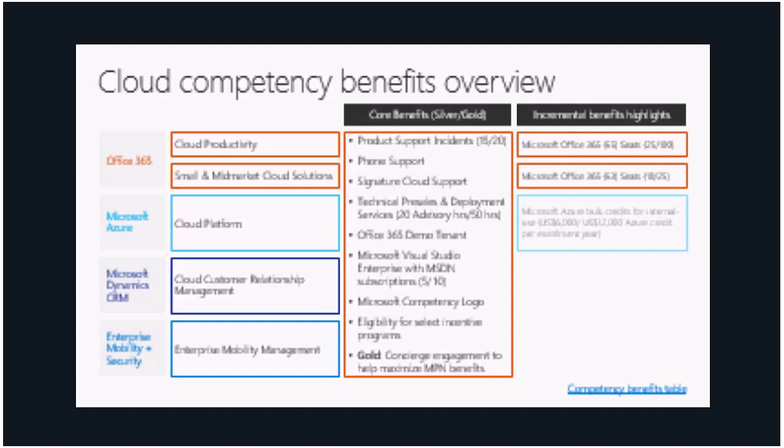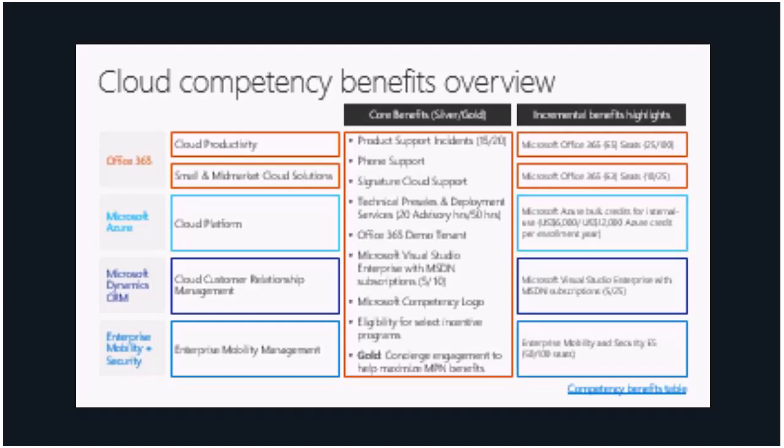Incremental benefits, some examples of that is that you get additional internal use licenses. So for example, with cloud productivity competency, you get, in addition to what you would get with the core benefits, Microsoft Office 365 E5 seats for cloud productivity. So just an example, again, the single source of truth is the Microsoft Partner Portal. Make sure you go there to take a look at what benefits are associated with each of these competencies.